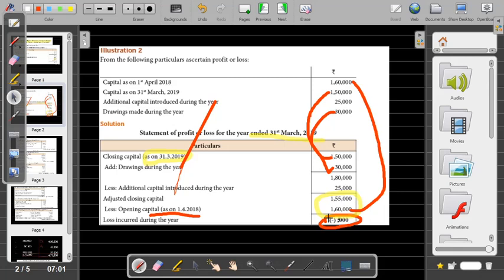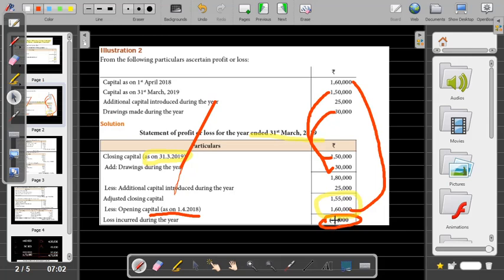So 18 when you subtract, here you can see that this opening capital amount is 1,60,000. Amount is big, and this adjusted closing capital is 1,55,000. This amount is lesser. So it is not possible to subtract 1,60,000 from 1,55,000. So there is a minus of 5,000, which is a loss.